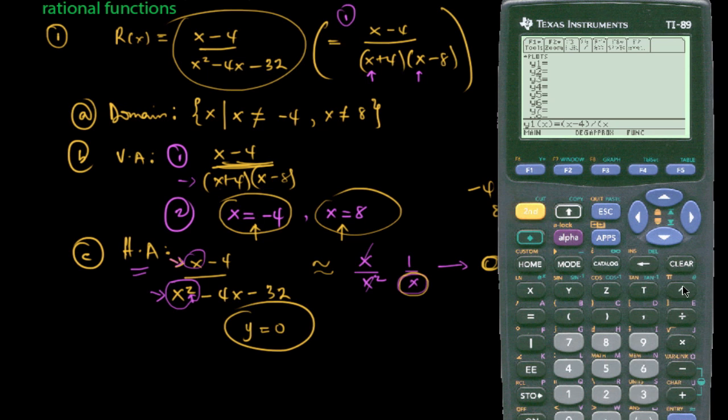So you have x squared, -4x, -32. So this is what you have. This is our rational function here. We want to graph it, so let's go to graph, and then you begin to see.